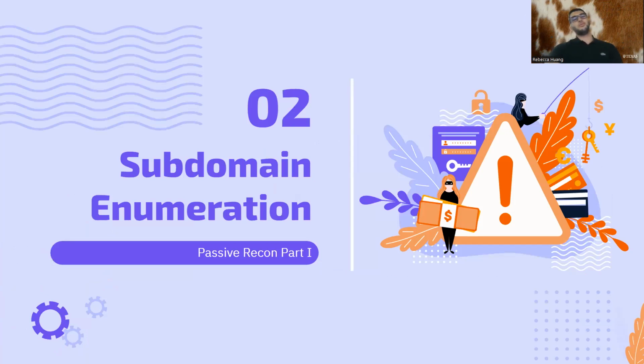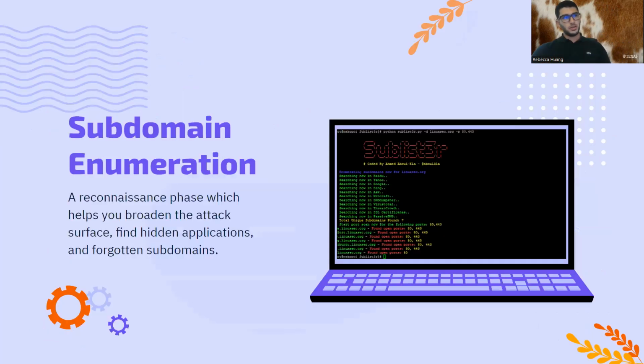Okay, now to the more technical stuff. Subdomain enumeration is the process of finding more websites within your scope, basically. It's a reconnaissance phase which helps you broaden your attack surface by finding hidden applications, and sometimes the subdomains are even forgotten. So this is a good way to find those as well.